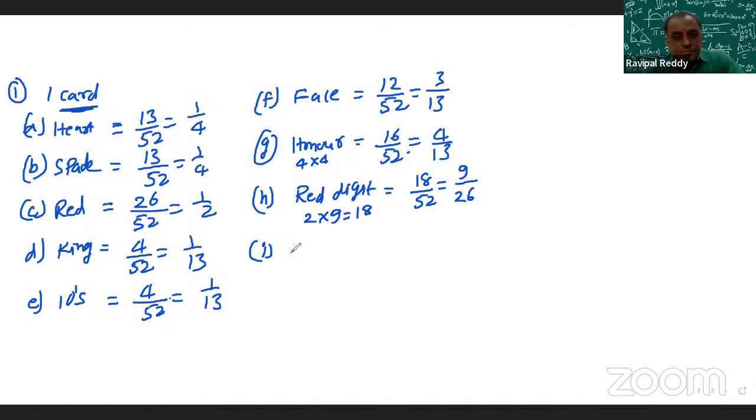Next one. Spade honor card. What is the probability? Please tell me. Spade honor card.